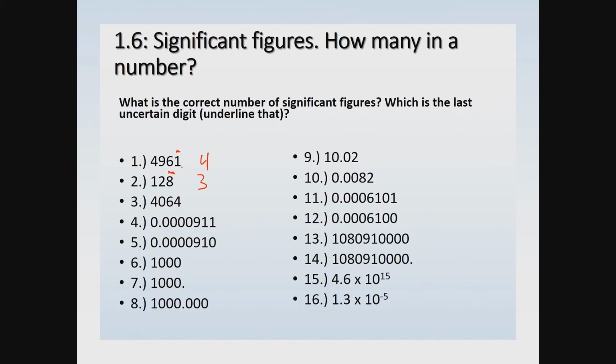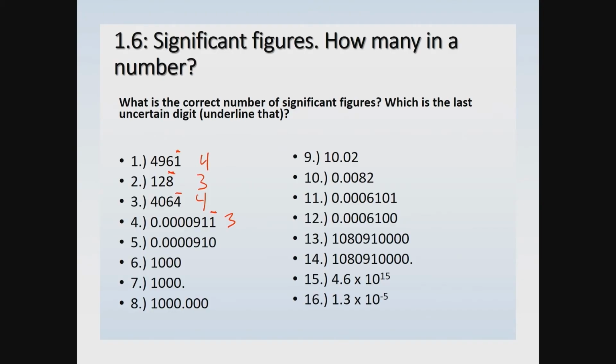The next number, looks like we have a 0 there. However, the 0 is between non-zero digits, and so we should have 4 significant figures, and the last significant figure is the estimated or uncertain digit. Now, with the next problem, all those zeros to the left of 911, you might remember that zeros to the left of non-zero digits, even if there's a decimal there, are not considered significant. So this has 3 significant figures, and the 1 there is the estimated digit.